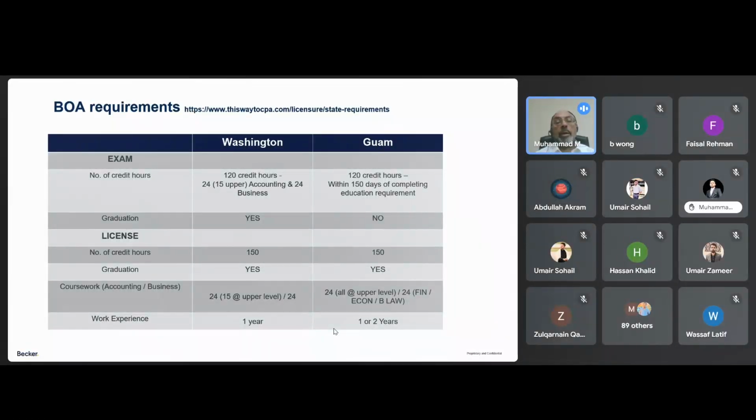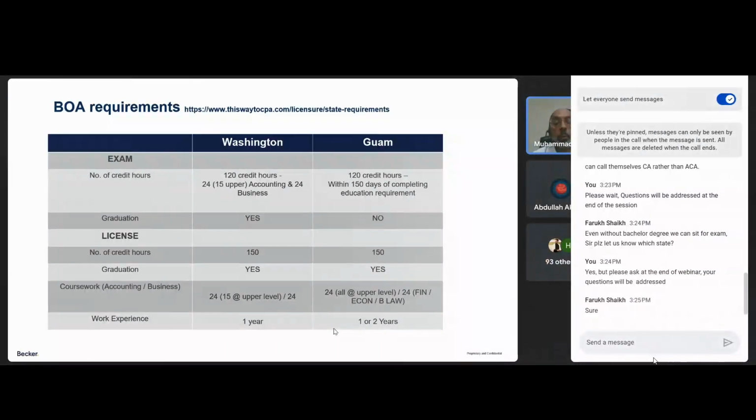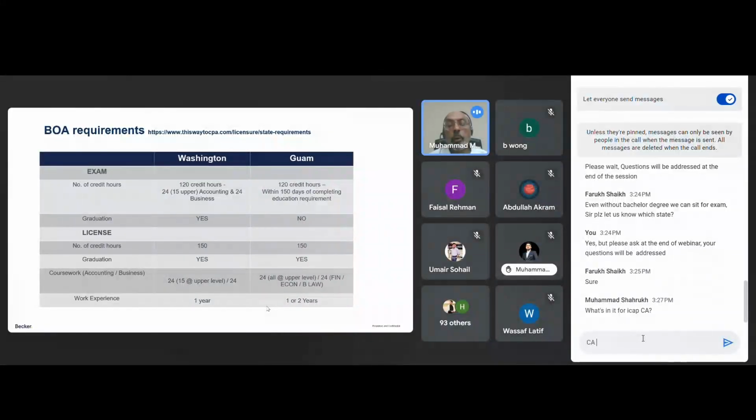And coursework required is, as I mentioned earlier, how many credit hours in accounting, how many credit hours in business. In accounting, we said 15 should be upper level. I had a student who applied for Montana, and Montana told him that his upper level accounting credit hours were 16.5. He's missing something like 7.5 credit hours of upper level. So I advised him to go to Washington because Washington only requires 15 upper level credit hours. So this should be decided at the time of applying.